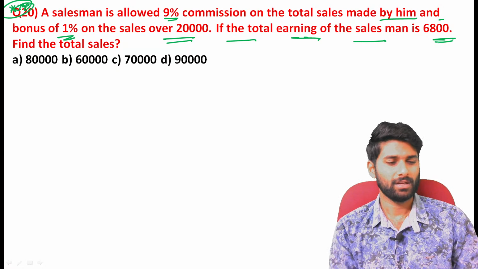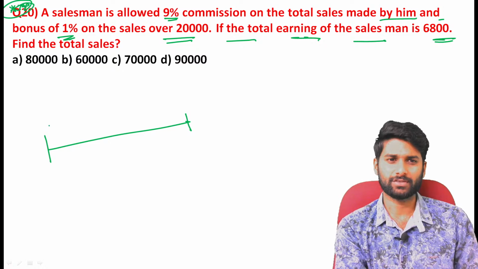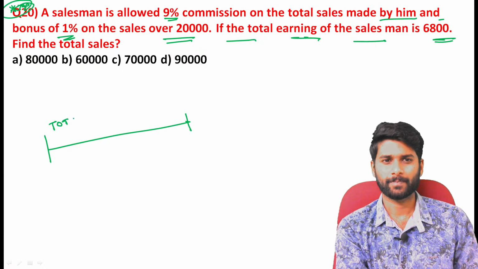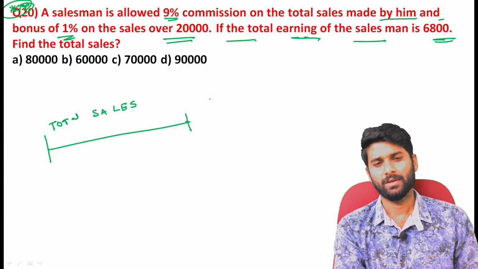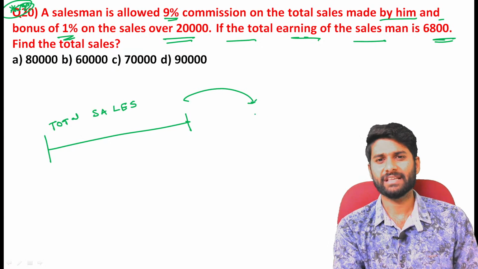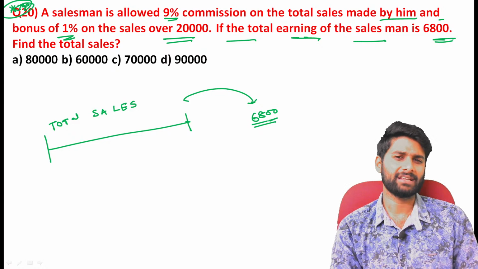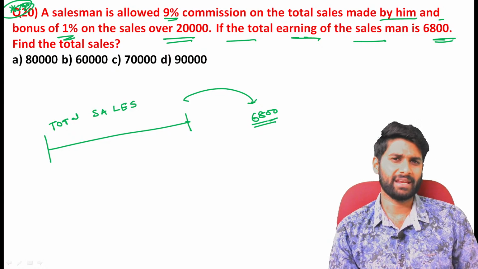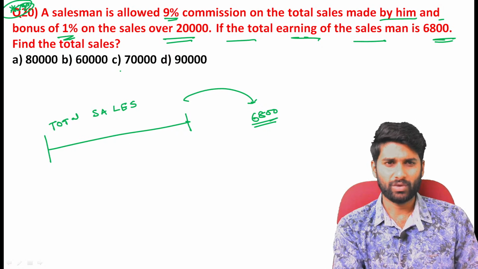Now just go through that. I just make a diagram for understanding purposes. This is the total sales. Now a salesman gets how much money? 6,800. Now why can he get the 6,800? Maybe he can get commission, maybe he can get bonus. Now just go through the information. What is the first information?